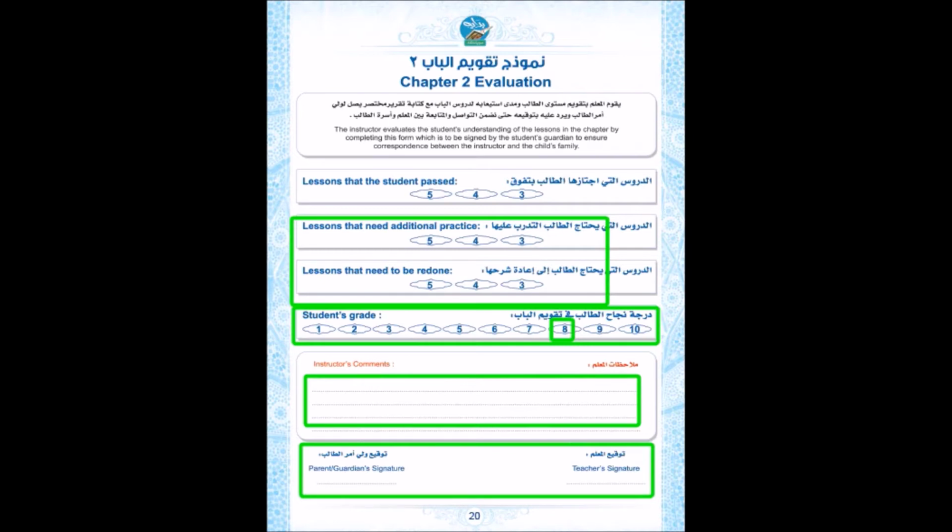Again, Bidaya flashcards, website, instructor's manual, as well as the online audio recordings are available for extra practice.